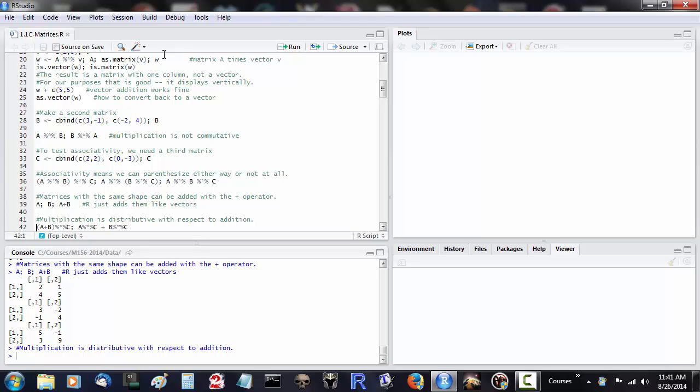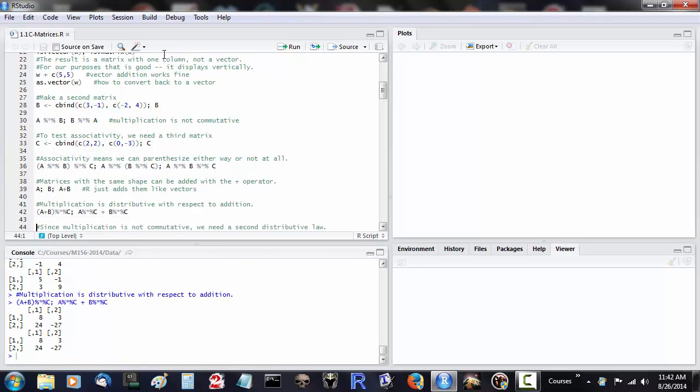Matrix multiplication and addition satisfy the usual distributive law. I check that by doing the addition first and multiplying by C on the left, by doing the matrix multiplication first and then adding the results together on the right, and I get the same answer in both cases.